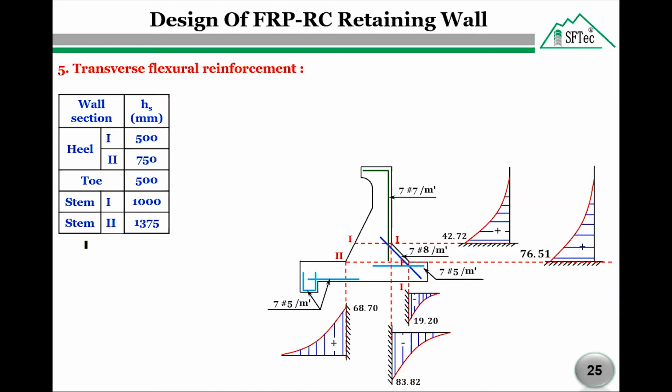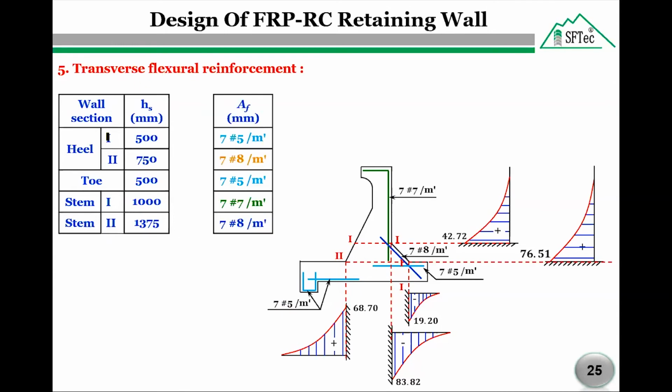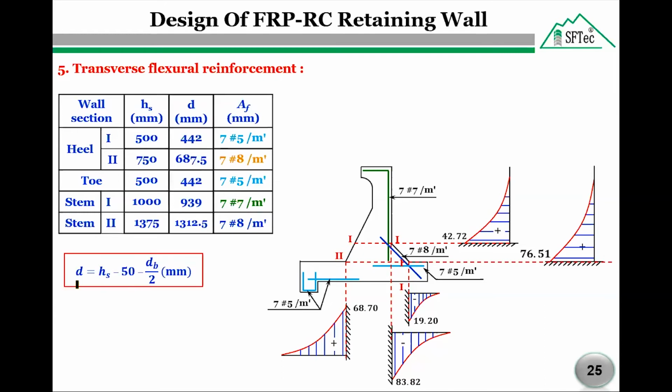In the table here, we have the wall section and the thicknesses, and corresponding to each section, we have the assumed transverse flexural reinforcement. Now we are going to calculate the flexural depths. So the flexural depths can be calculated by subtracting the clear concrete cover and half the bar diameter from the total thickness of the section. So the flexural depths of all sections are presented here in the third column of this table.